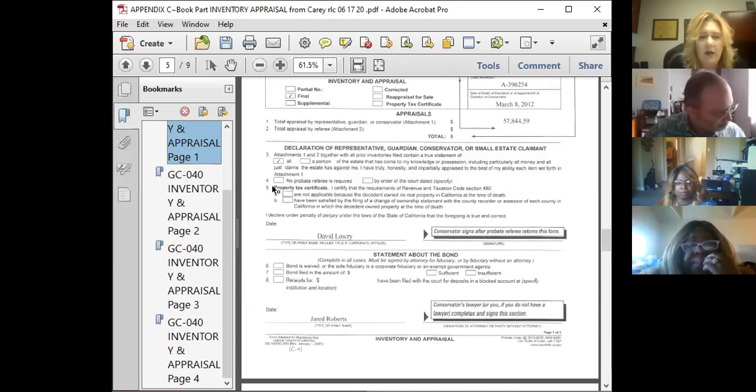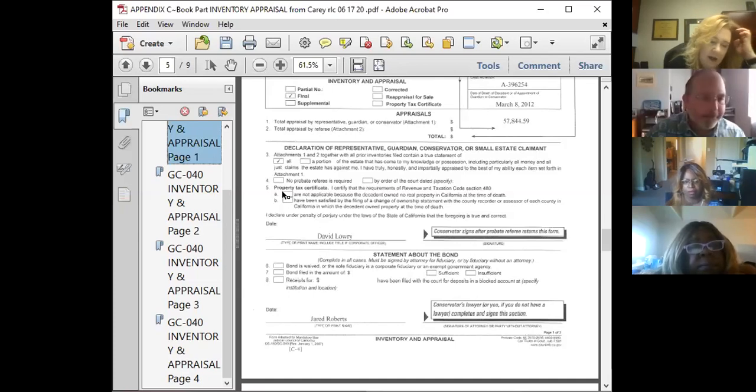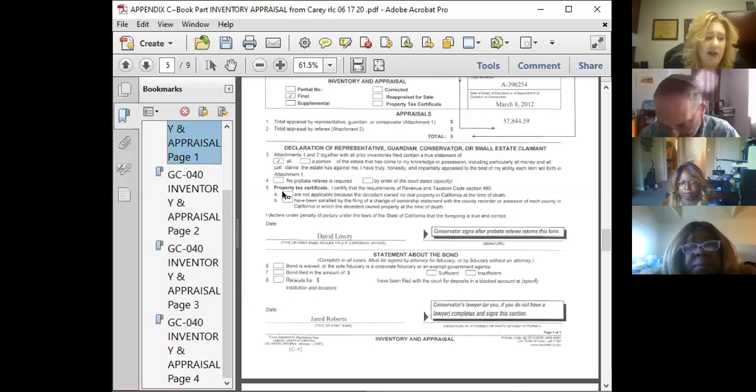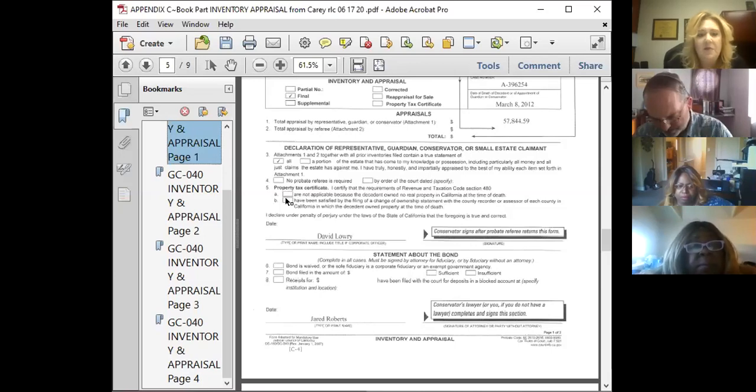Okay, regarding number 5, the property tax certificate. This does not apply to guardianships or conservatorships. Basically, it's only for an executor or an administrator of a probate. And basically, you're going to state whether property tax has been satisfied or not. Leave it blank if you do not have property tax.